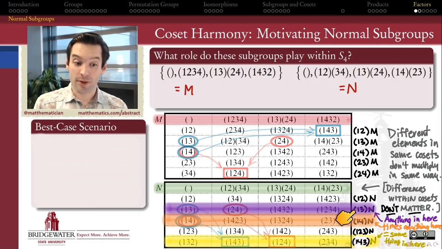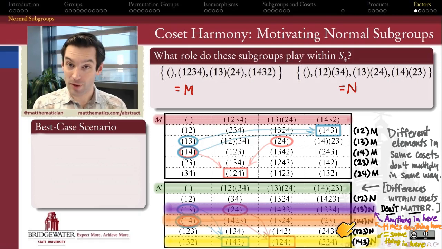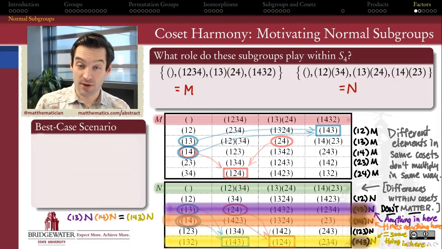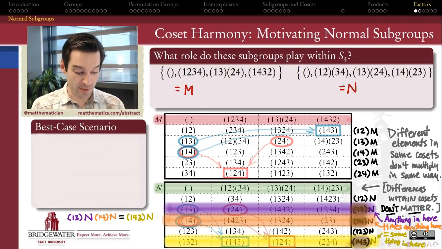So any element of (1,3)N multiplied by any element of (1,4)N is going to give me an element of (1,3) times (1,4)N. In other words, (1,4,3)N. So what is the right definition in order to make sure that this happens for a given subgroup inside of a given group?